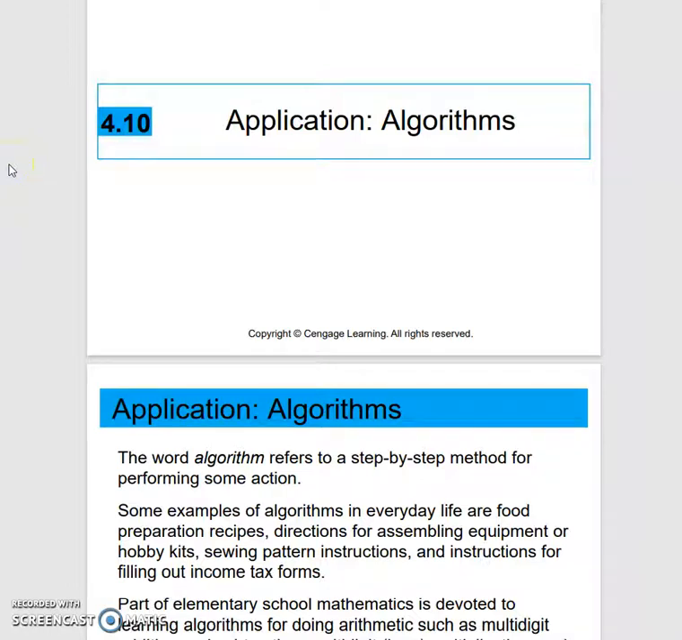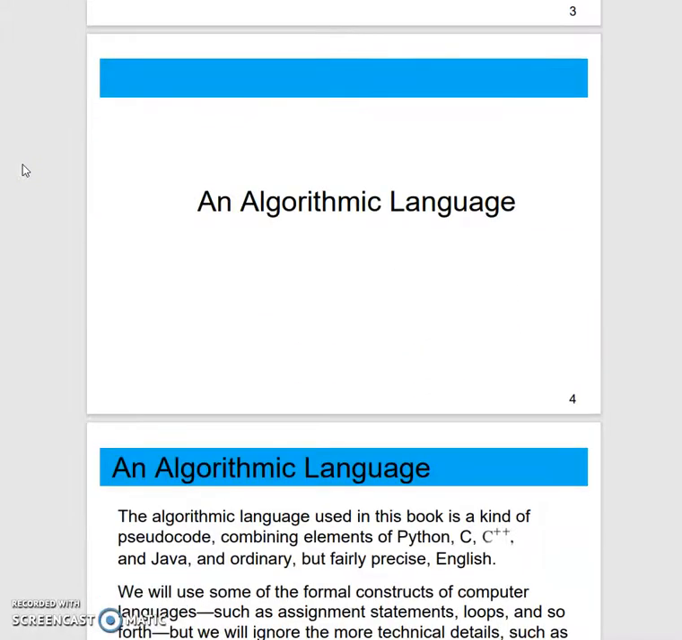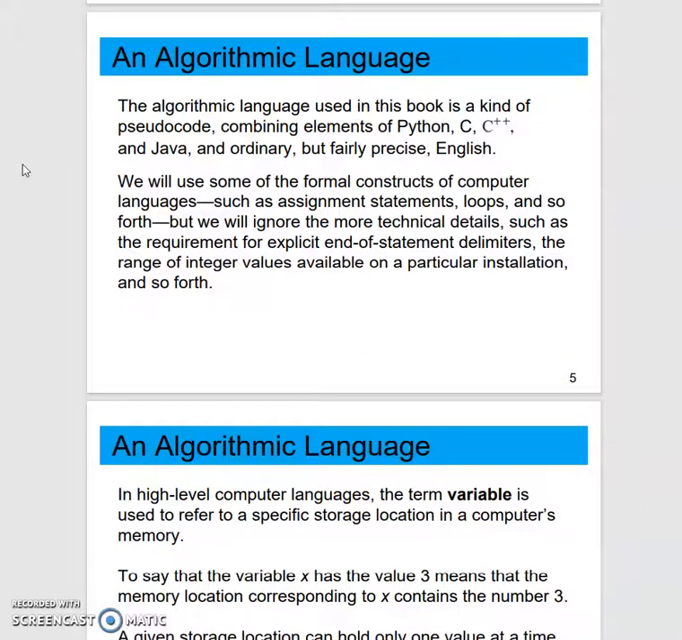Section 4.10, algorithms. So an algorithm is any step-by-step procedure. We use it a lot in mathematics. We also use it a lot in computer programming. So let's talk about certain languages. Again, pretty much any programming language is going to be based on an algorithm.